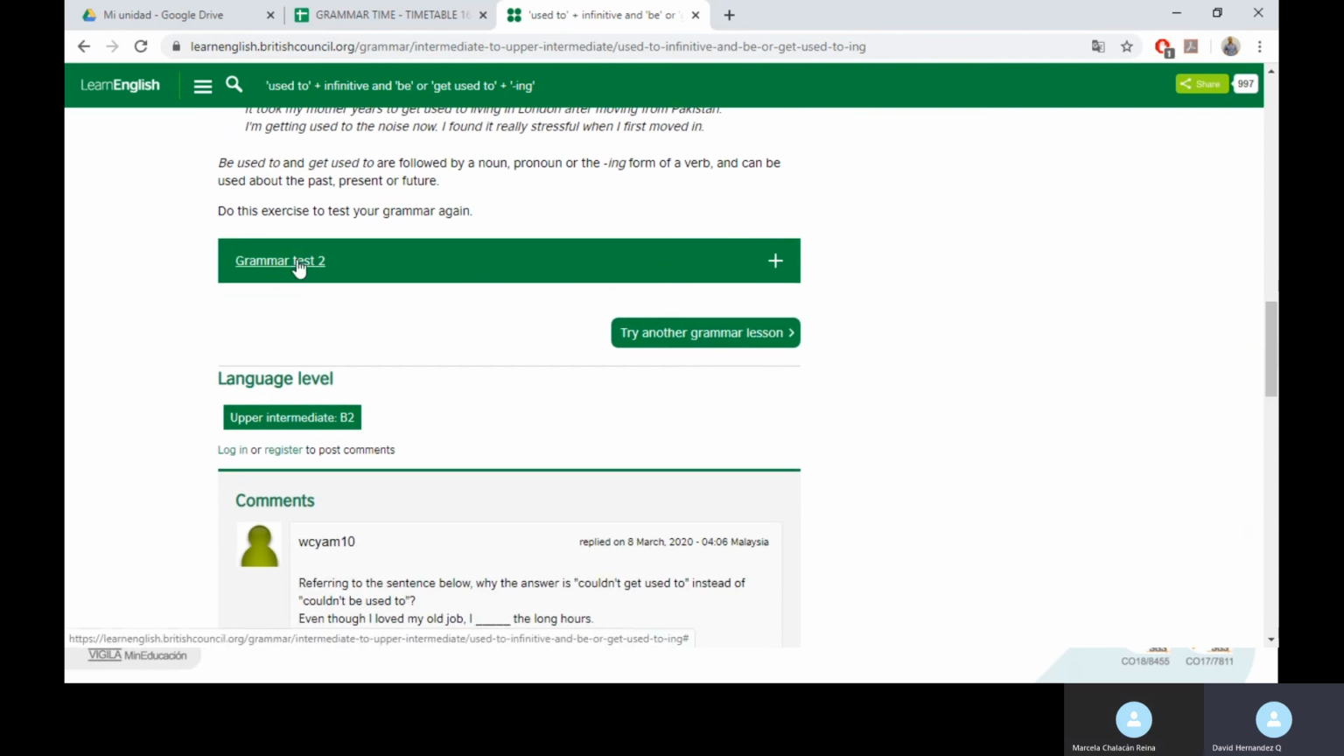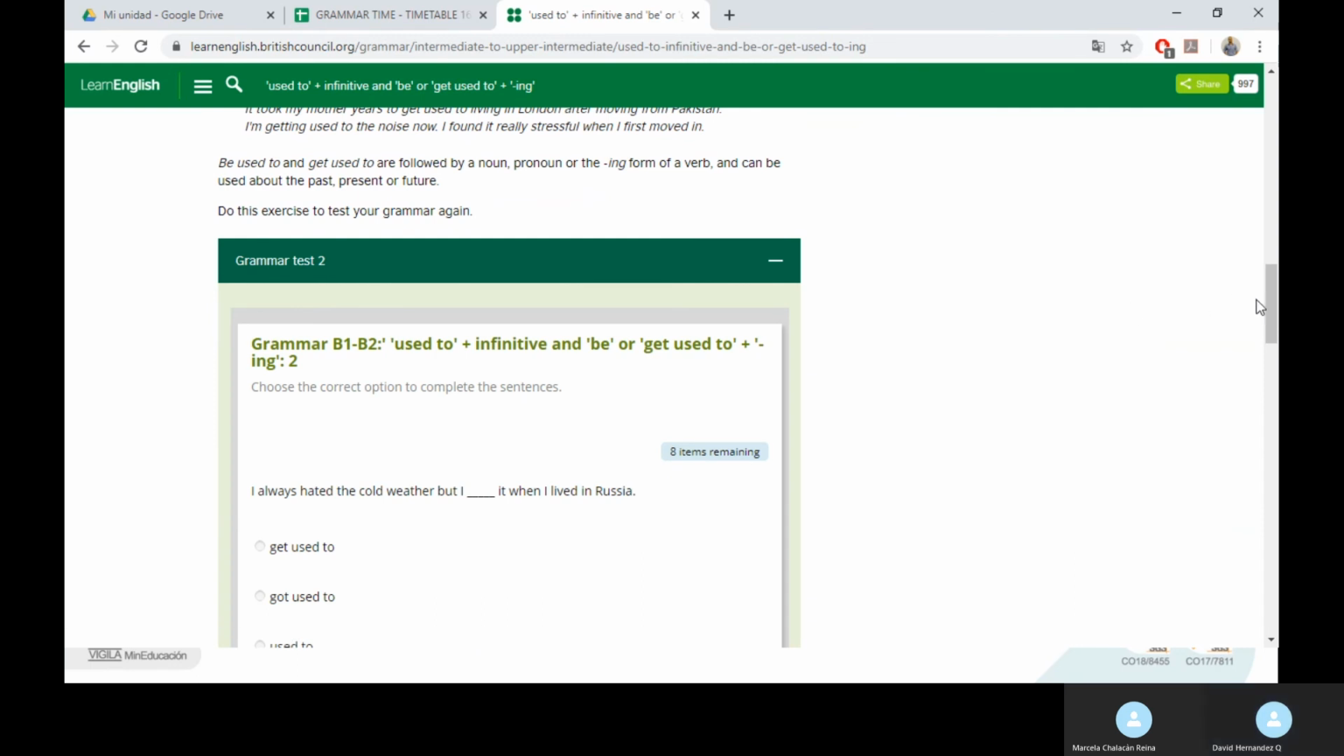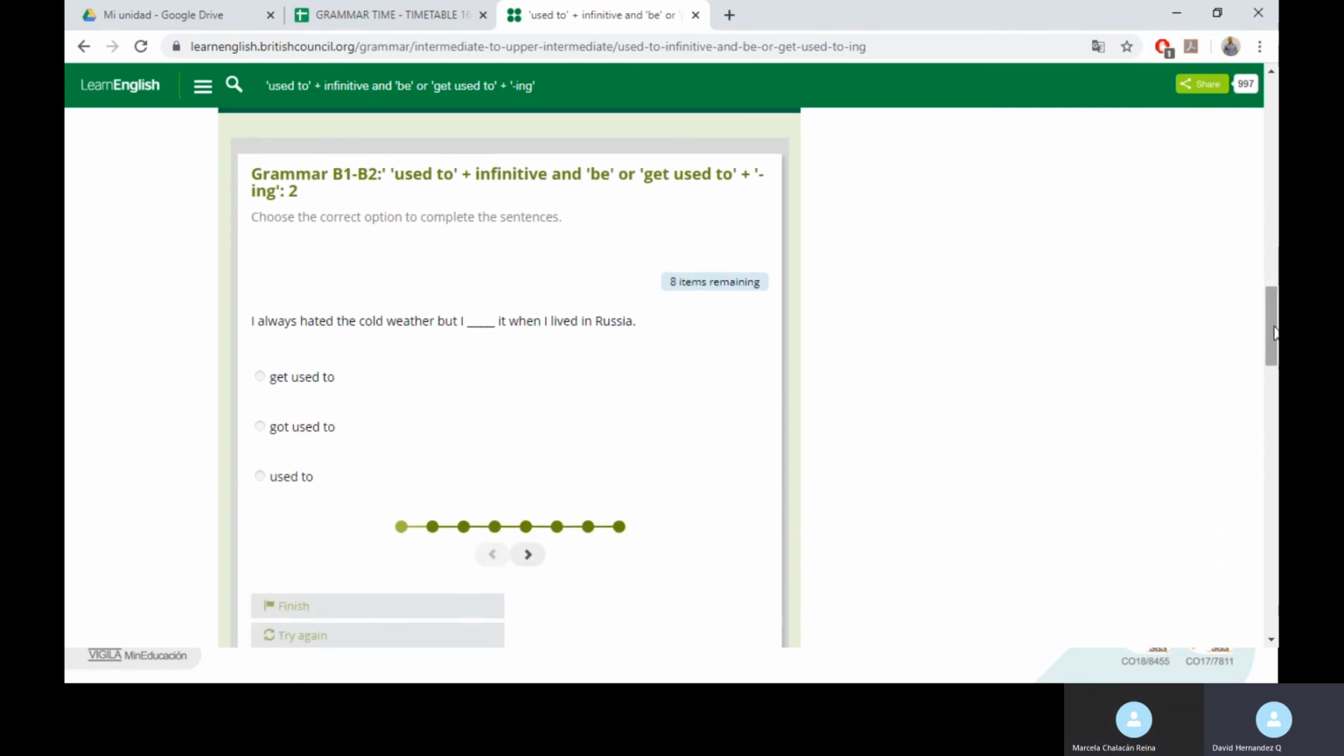We are going to try this grammar test number two, and you tell me if you see it properly. Can you see the question? Yes, teacher. I always hated the cold weather, but... You take your time, you check the options, and then you tell me what is your option and why. Got used to.